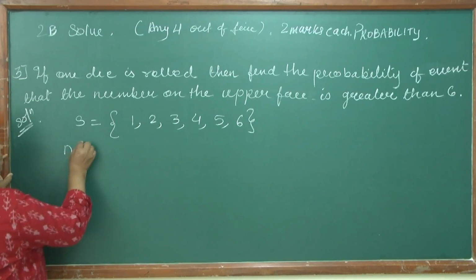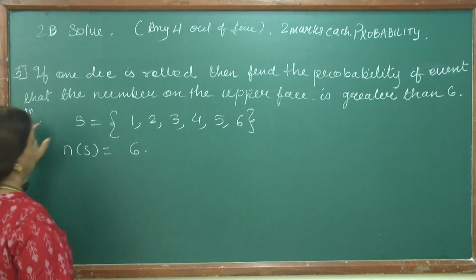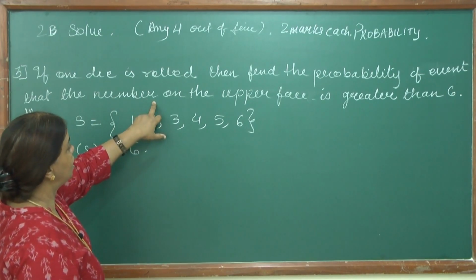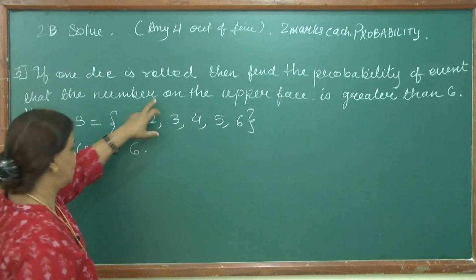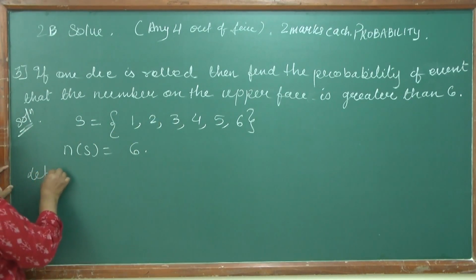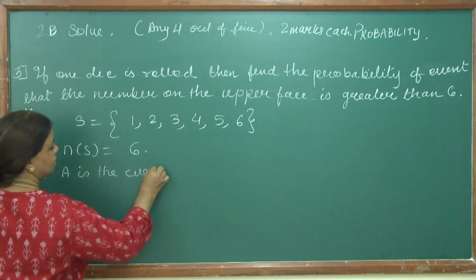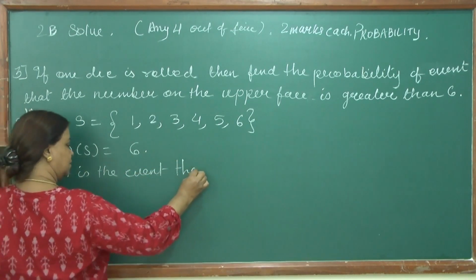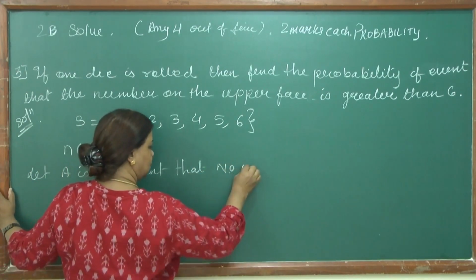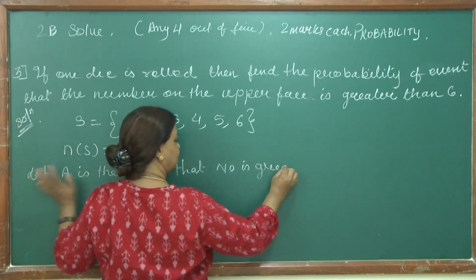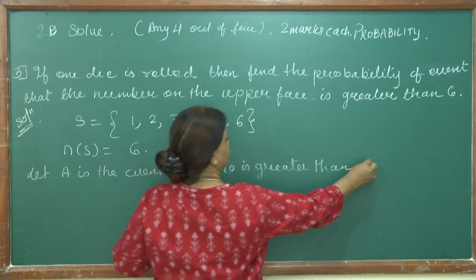So what is the number of sample space? 6. Find the probability of the event that the number on the upper face is greater than 6. Let A be the event that the number is greater than 6. Okay.